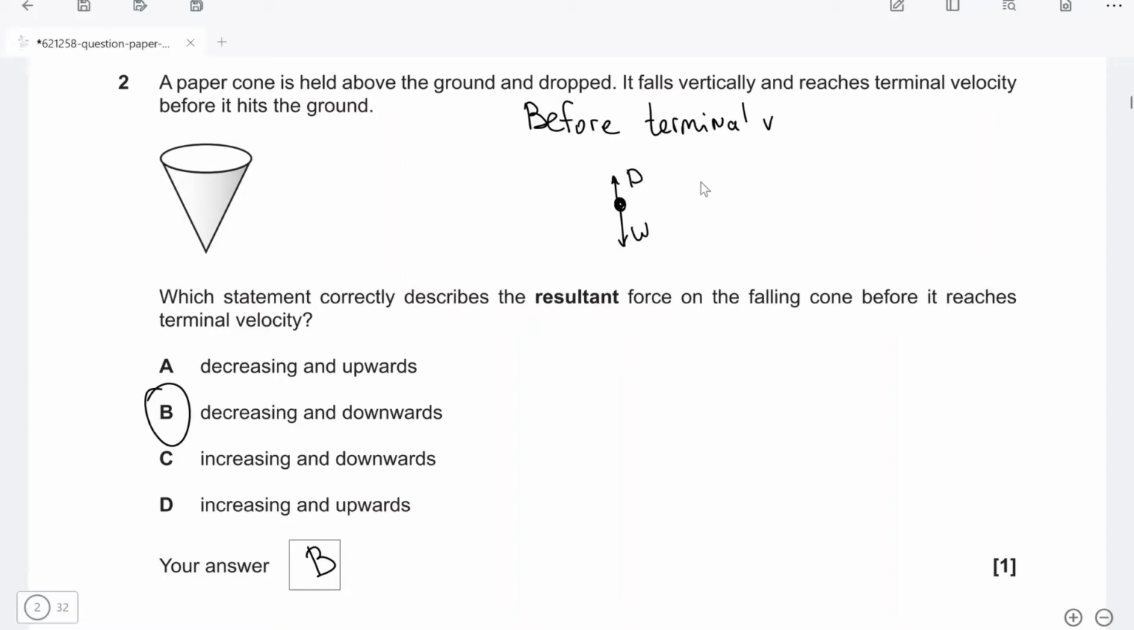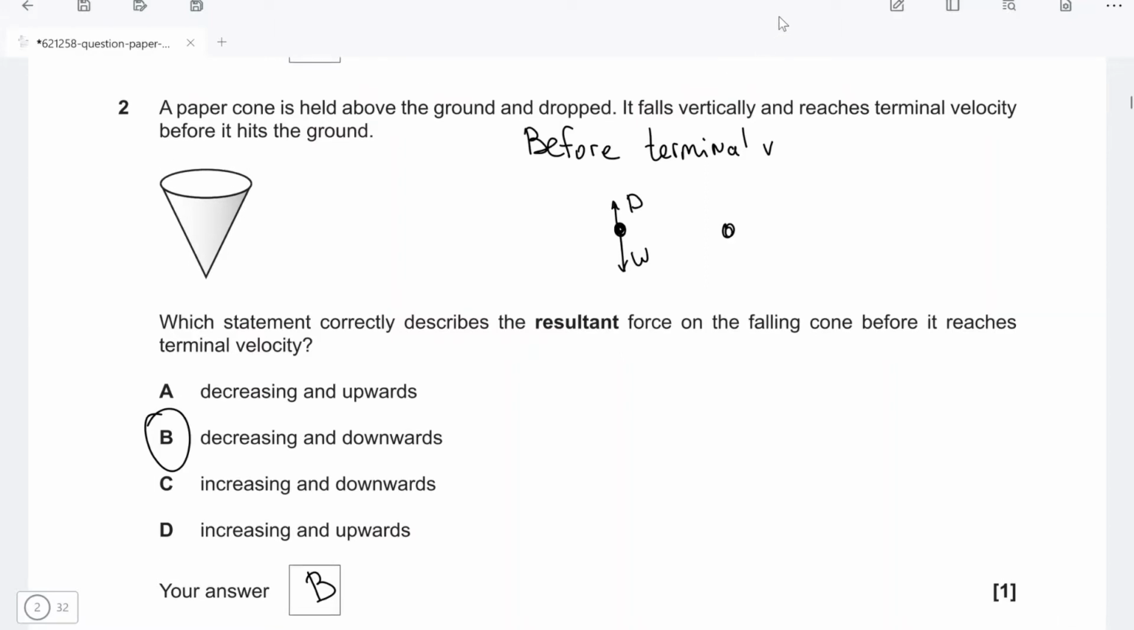Now, before terminal velocity, the drag force will be increasing and the weight will be obviously constant and downwards. At the terminal velocity, those two vectors are equal and the resultant force is approaching 0 and is actually 0 at the terminal velocity. So this means that the resultant force, when we add those two vectors together, will be relatively small and pointing downwards. So it will be getting smaller and smaller until it reaches 0 at terminal velocity. Therefore, the correct answer is B, decreasing and downwards.